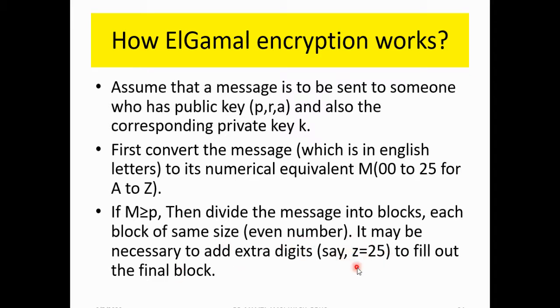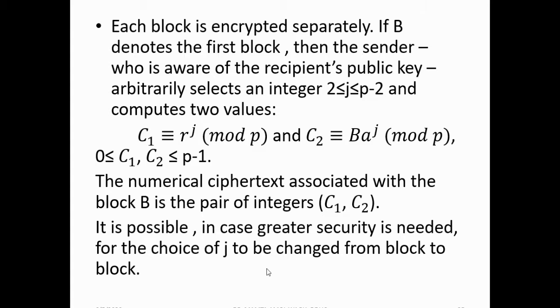So if you are writing Z, then take 25, or if you are writing something else, then take its numerical equivalent. Mostly we are going to see that Z is used for extra digits. So we just write the numerical equivalent and divide the message into blocks. Each block is encrypted separately.